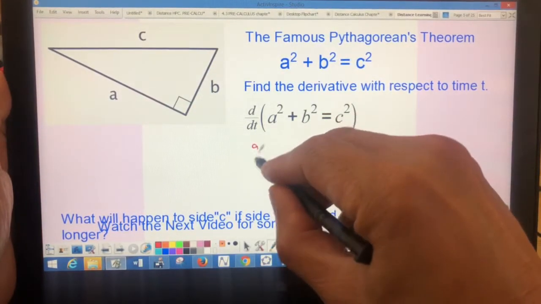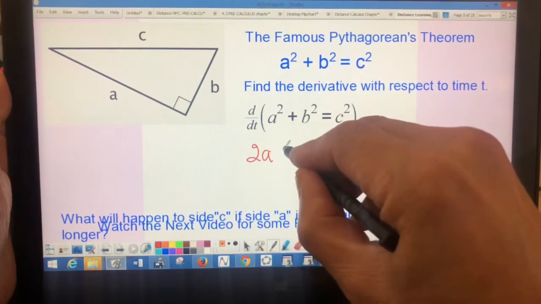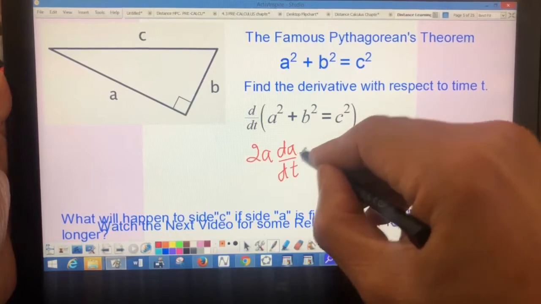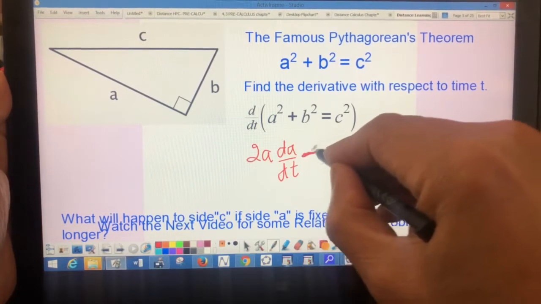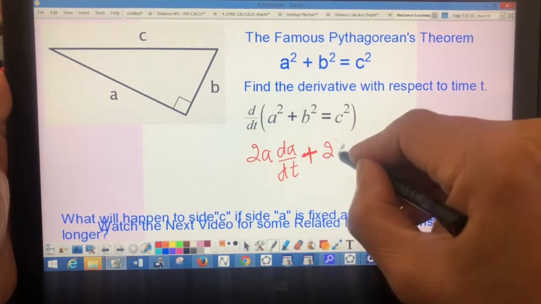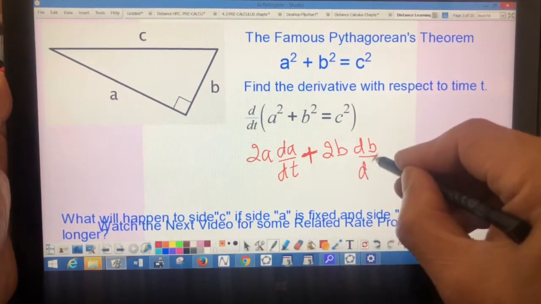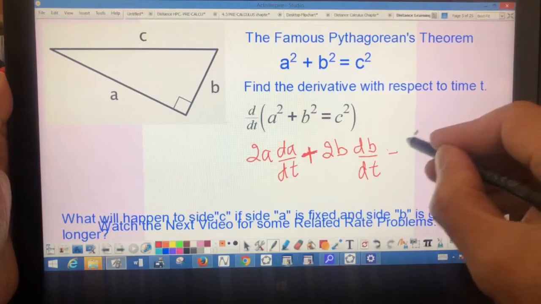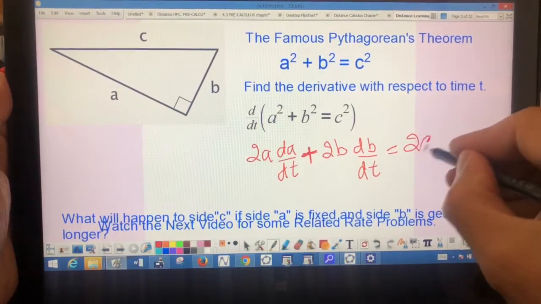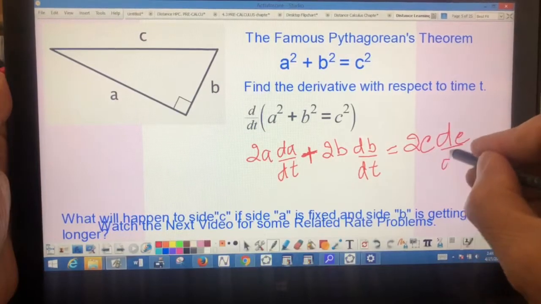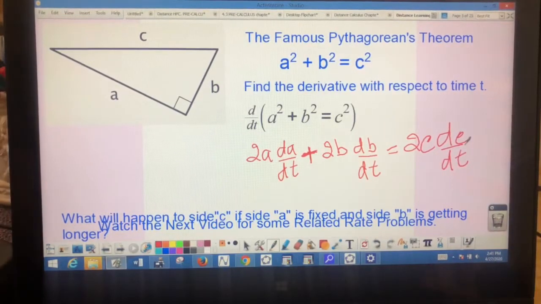So now you got your 2a dA/dt plus your 2b, and there's dB/dt attached to that, and a 2c, and you got dC/dt attached to it. So that's basically the really easy steps. So what does that mean?